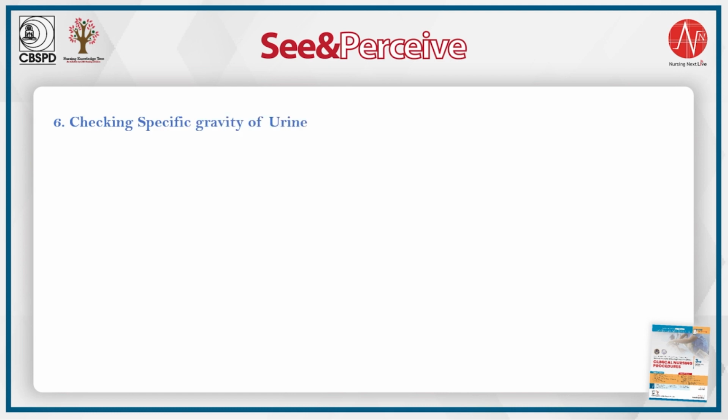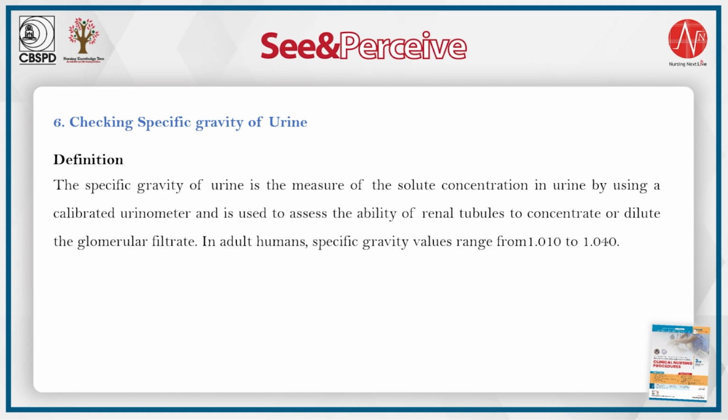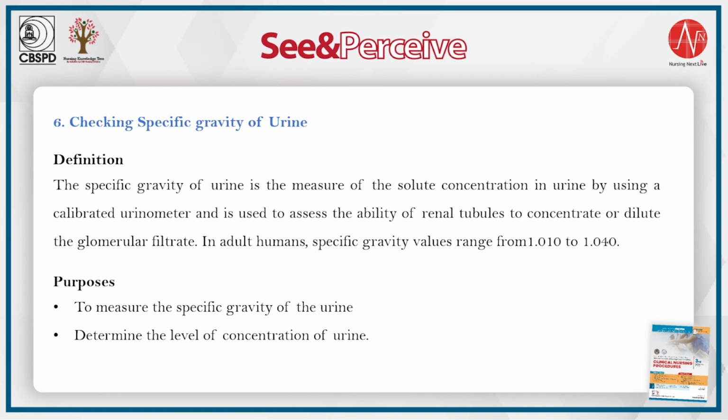Sixth, checking specific gravity of urine. Definition: the specific gravity of urine is the measure of the solute concentration in urine by using a calibrated urinometer and is used to assess the ability of renal tubules to concentrate or dilute the glomerular filtrate. In adult humans, specific gravity value ranges from 1.010 to 1.040. The purposes are to measure the specific gravity of the urine and determine the level of concentration of urine.